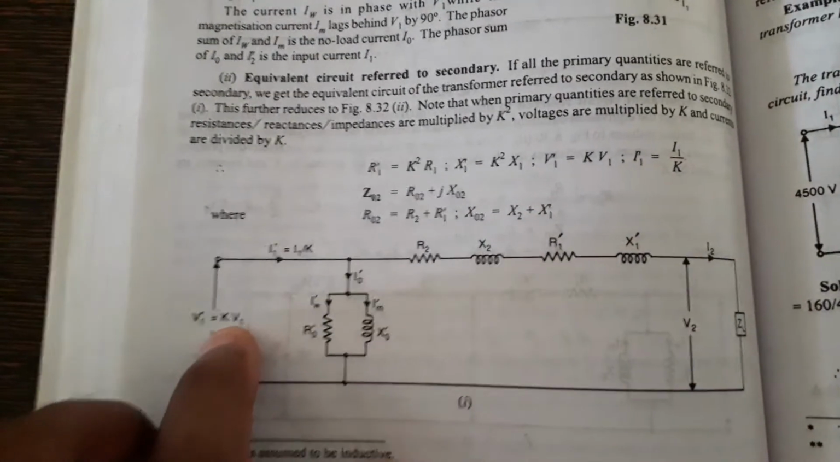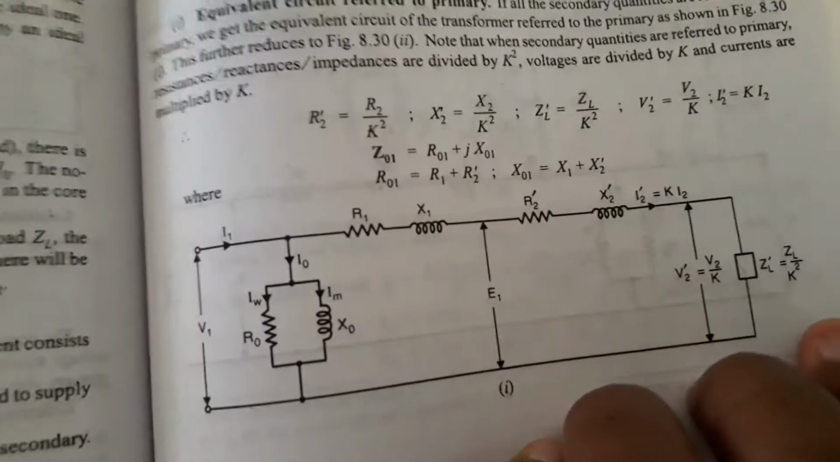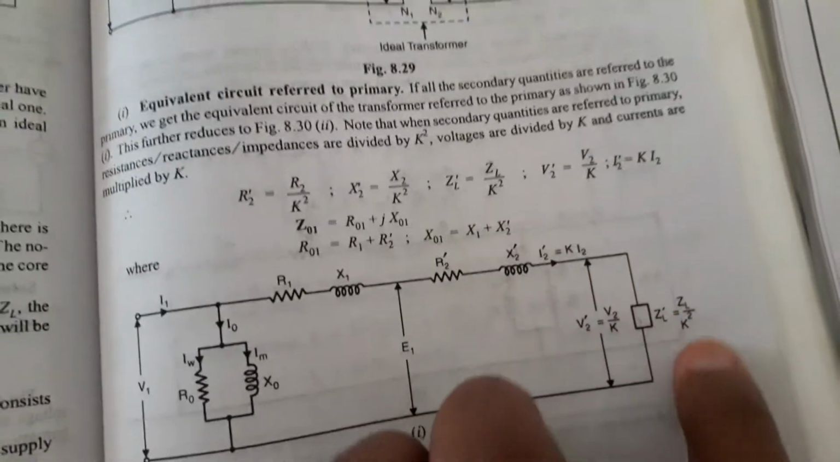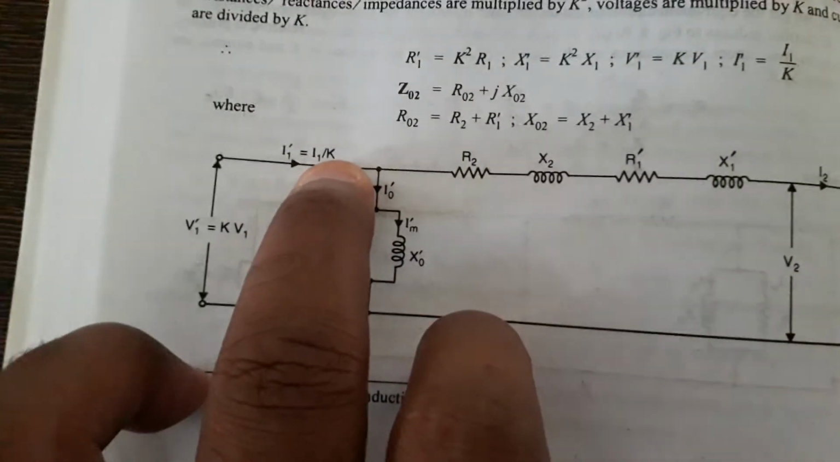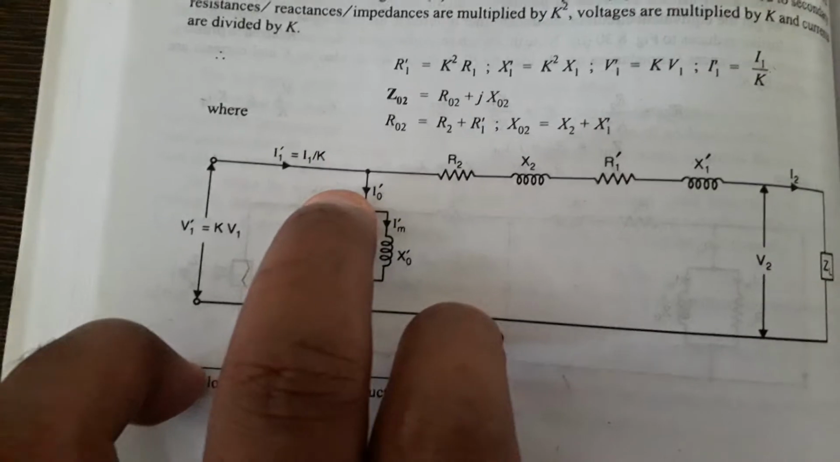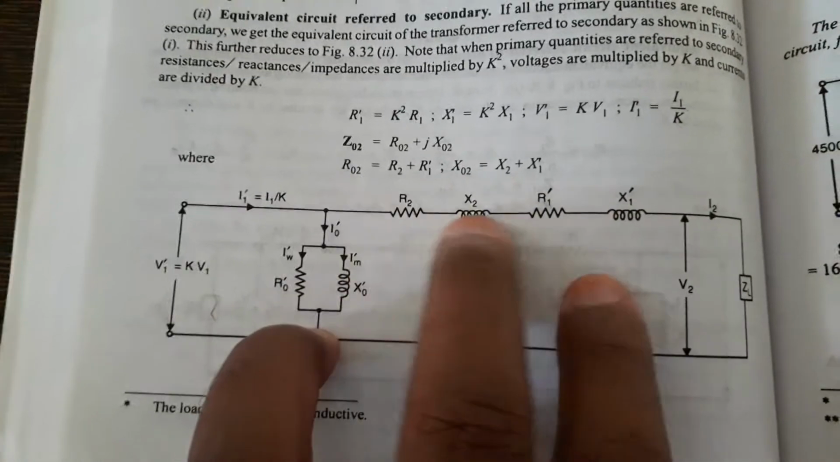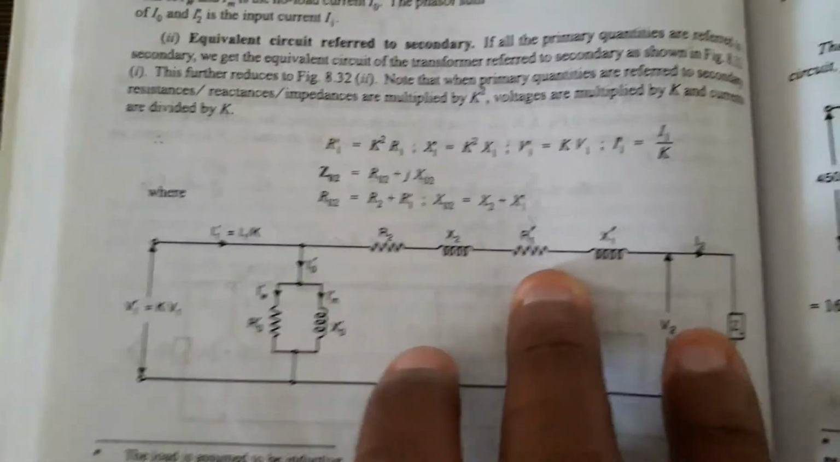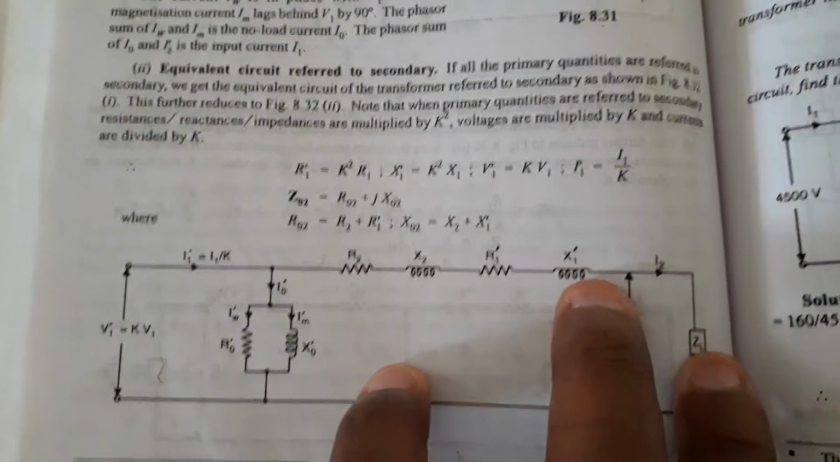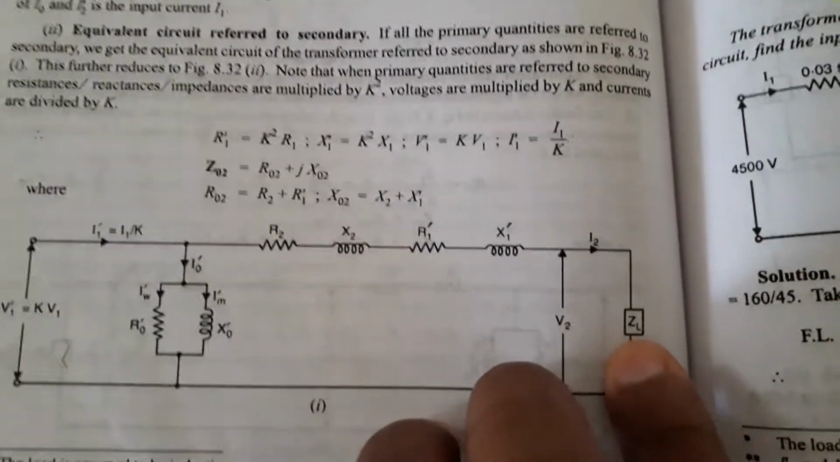So all the primary circuit elements are referred to your secondary. Here you have the turns ratio or transformation ratio K. Whereas in the previous case we used K for the secondary, because the secondary was referred to the primary. Here in this case the primary is referred to the secondary, so it is necessary to use the transformation ratio here. So I1 dash is equal to I1 by K. So I0 dash, IW dash and IM dash, and your R2 and X2 are the secondary resistance and inductance, where your R1 dash and X1 dash are the primary resistance and inductance referred to the secondary side, and your ZL is your inductive load.